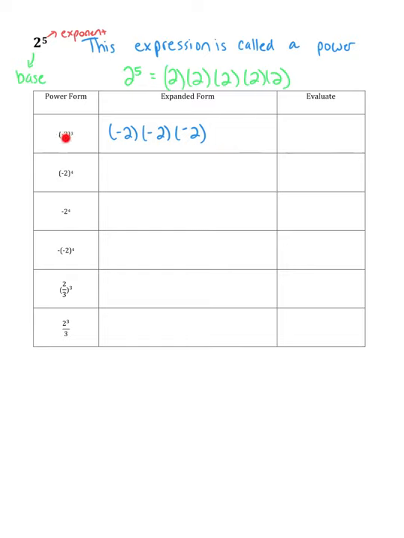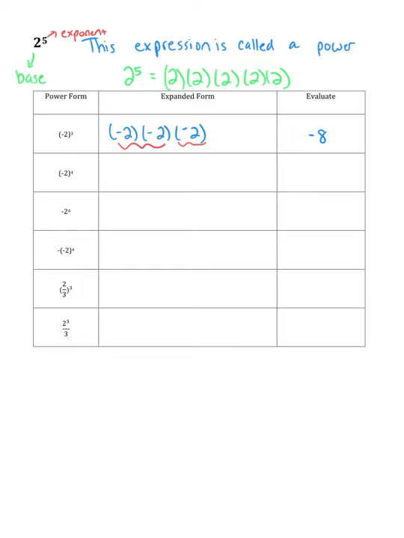But because the negative is inside the brackets with the 2, my base is -2, and I'm going to multiply that 3 times. So -2 times -2 is +4, and then when I multiply that by -2, I get an answer of -8.